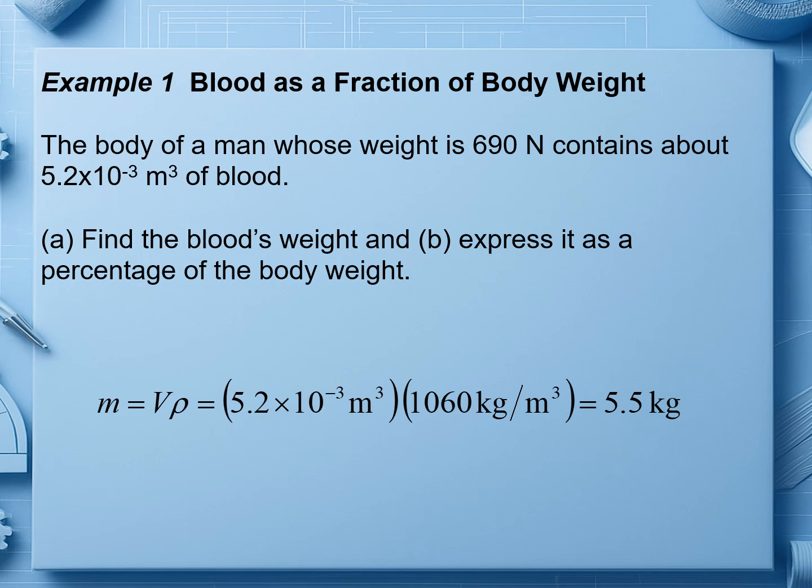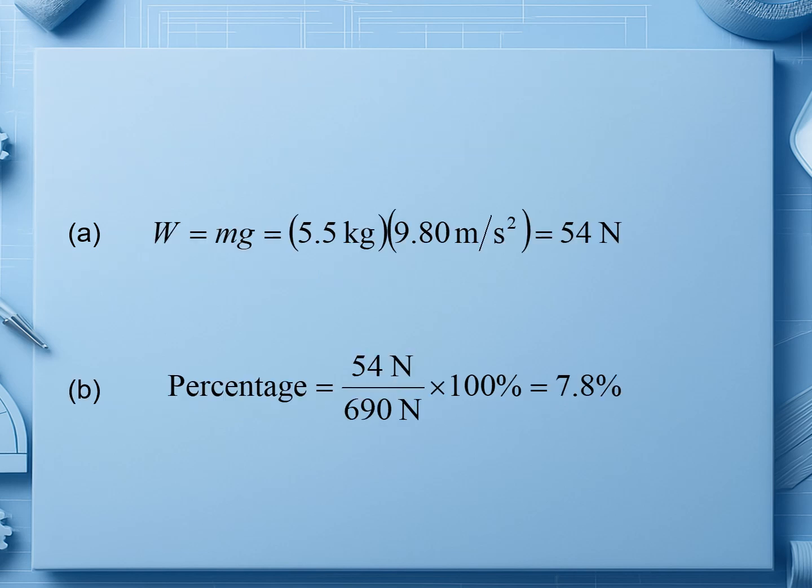First, let's solve the mass of the blood using the formula. The mass is equal to volume times the density. This is the density of the blood. And then solving for the weight, we have mass times the acceleration due to gravity. We have 54 newtons. So the percentage of blood to the body weight is 7.8%.